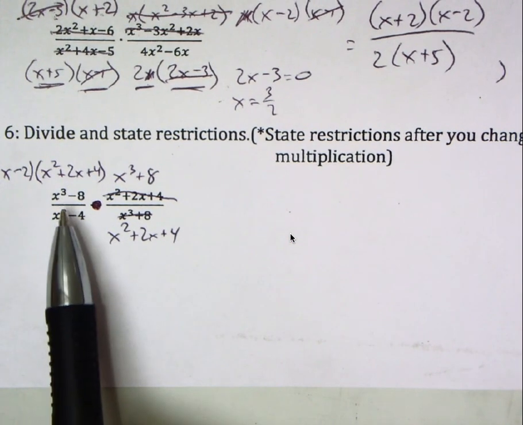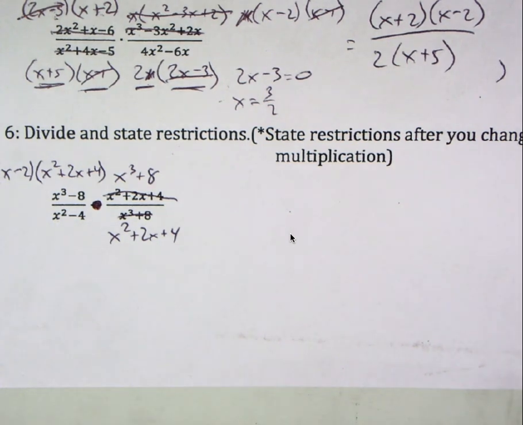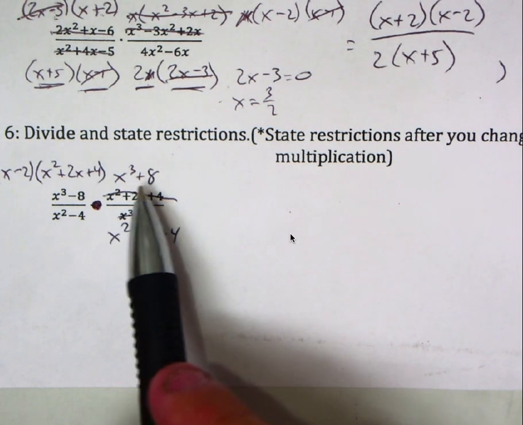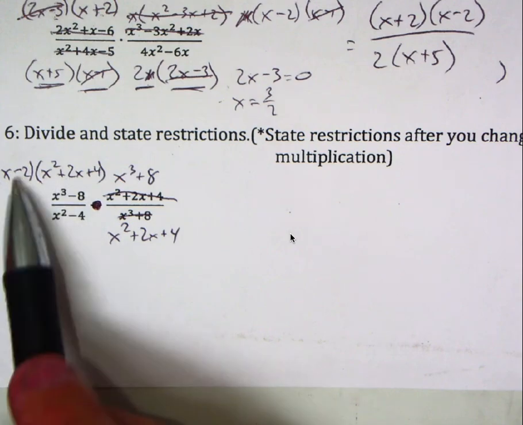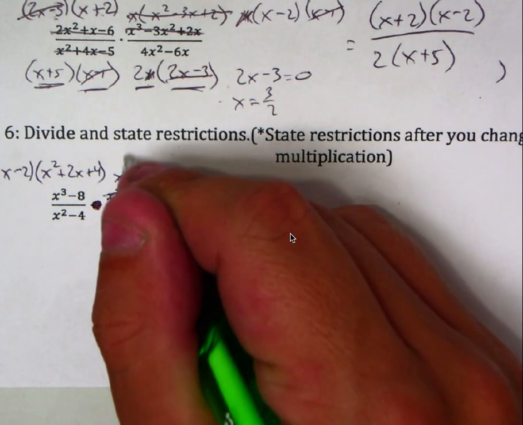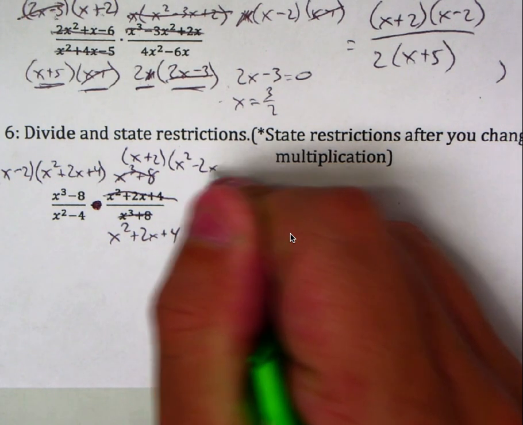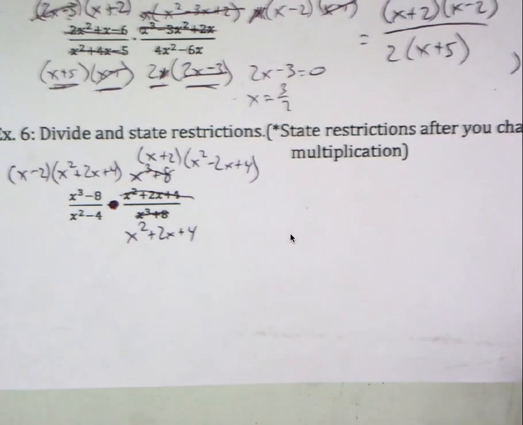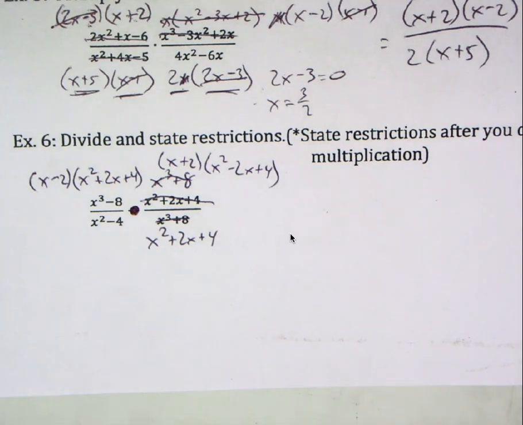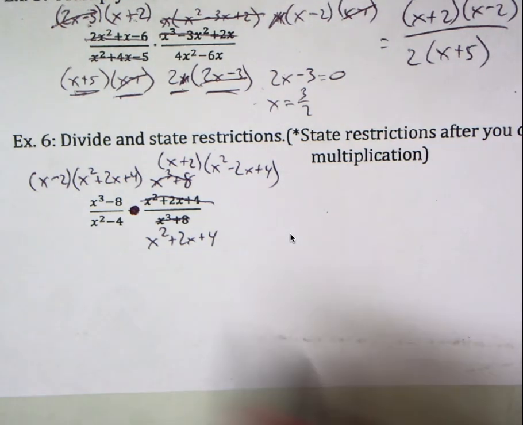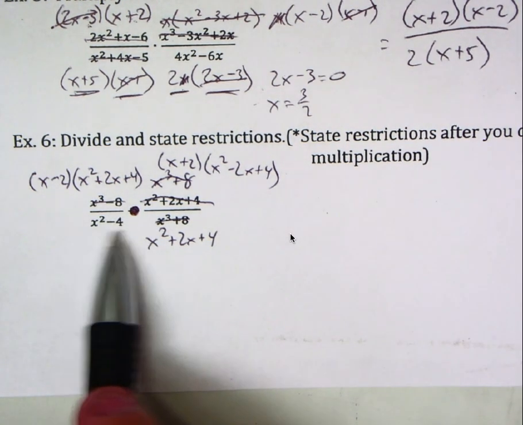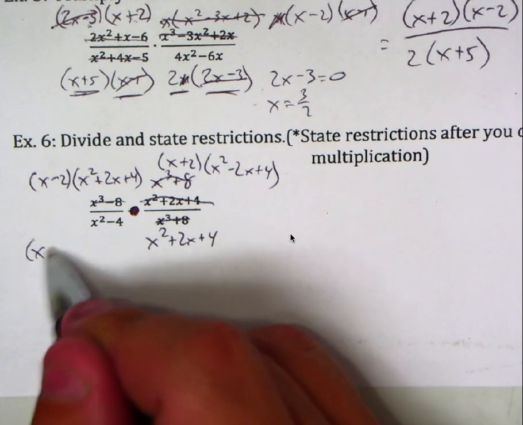There is the factorization of x cubed minus 8. X cubed plus 8 is the same, except those first two signs will change. So it'll be x plus 2, x squared minus 2x plus 4. So it's the same factoring, but the first two signs will change. Bottom left is a difference of squares, so x plus 2, x minus 2.